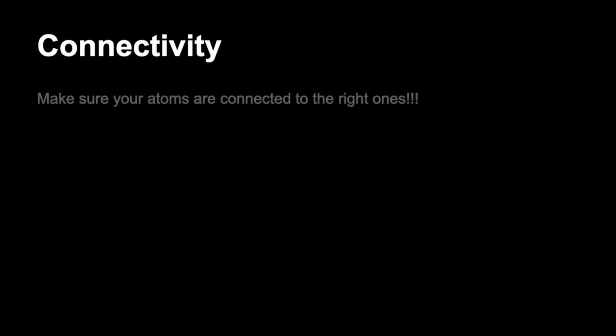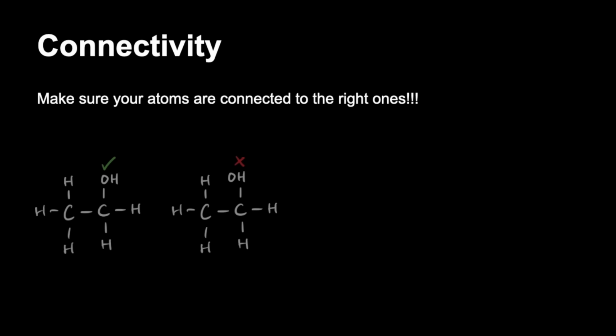Moving on to connectivity, you wouldn't believe how many mistakes students make for this. So what we're talking about here is making sure that your atoms are connected to the right ones. So I'm going to show you a couple of examples. You can see the alcohol on the left has been drawn correctly because the oxygen is bonded to the carbon, but you can see on this one it's not bonded correctly because the hydrogen isn't bonded to that carbon in an alcohol. So that would be marked wrong. We would lose a mark for that.